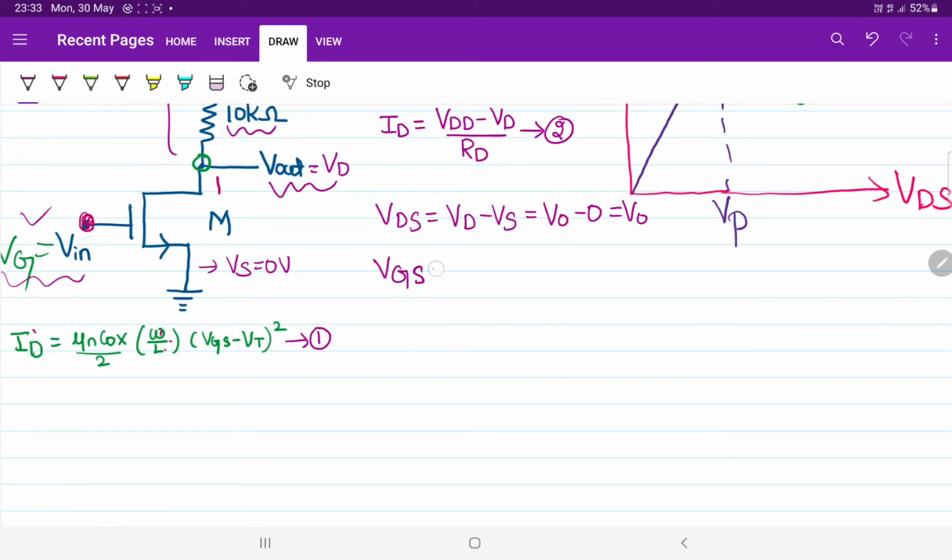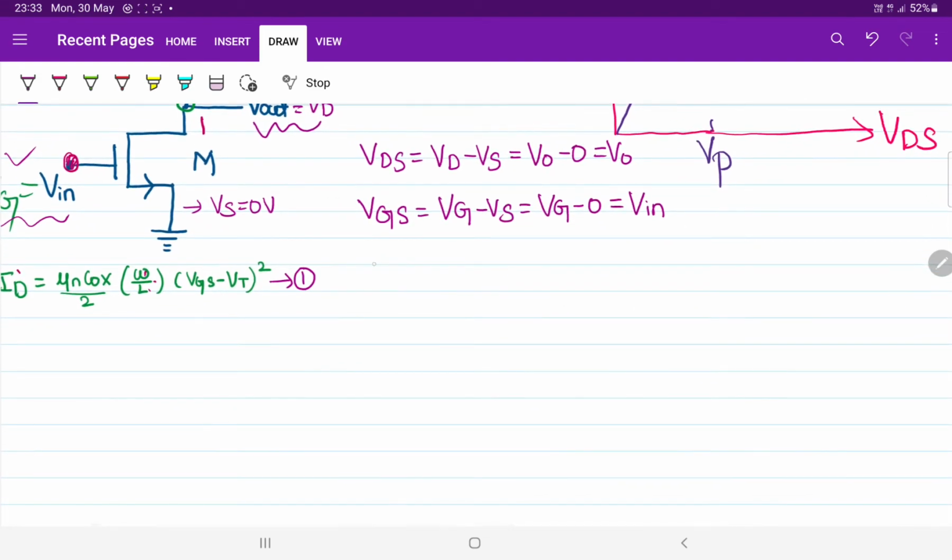Similarly, if you write the expression for VGS, it can be written as VG minus VS. The value of VS is equal to 0 and VG equals the input voltage Vin, which we have just explored. Next, exploring VDS equals VGS minus VT, VDS can be replaced by V0, VGS can be replaced by Vin, and VT is already given in the question, that is 0.5. Treat this as your equation number 4.